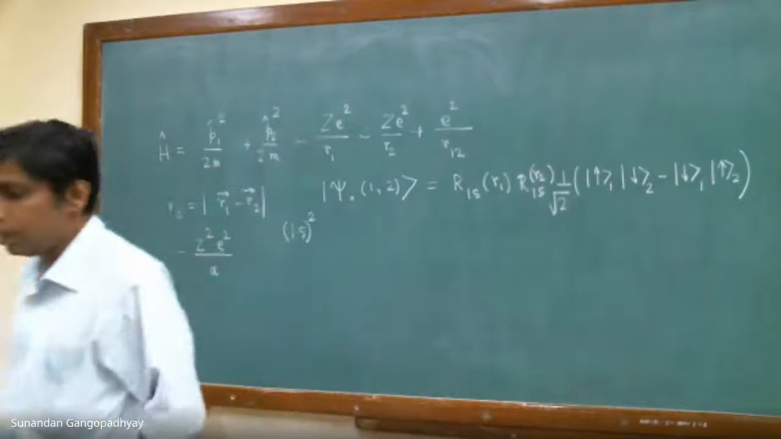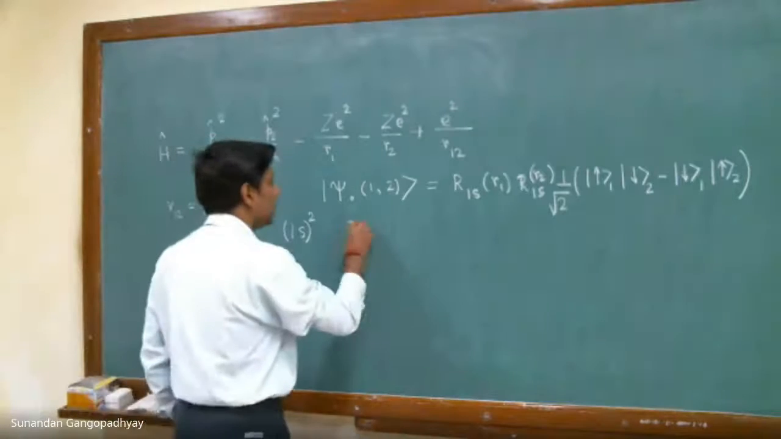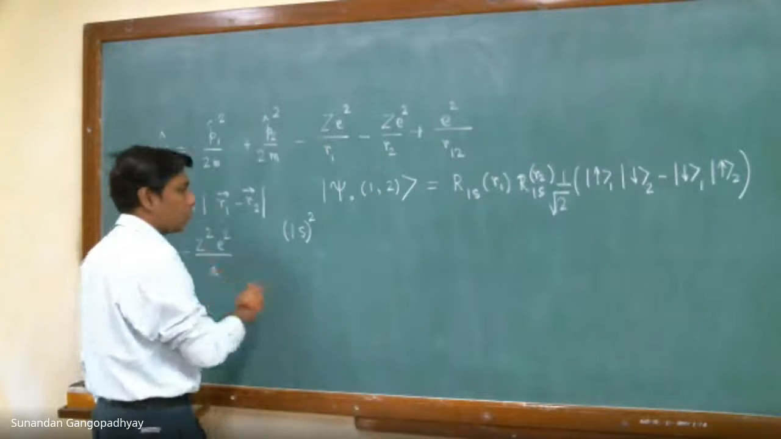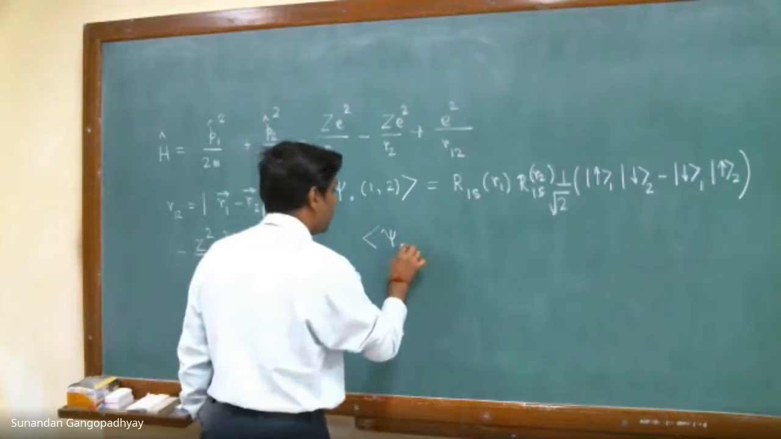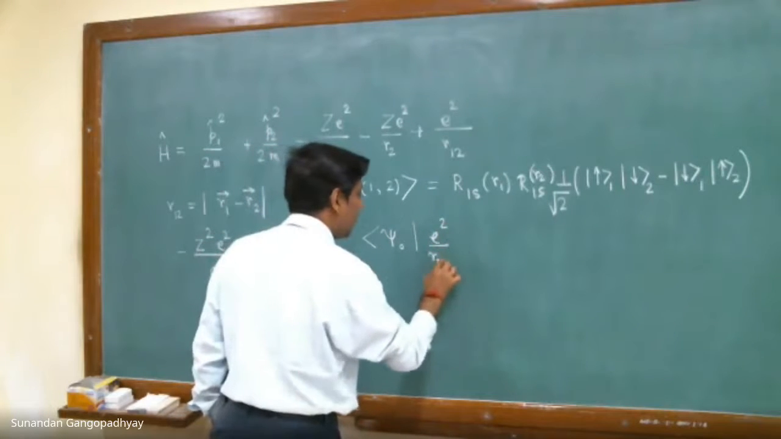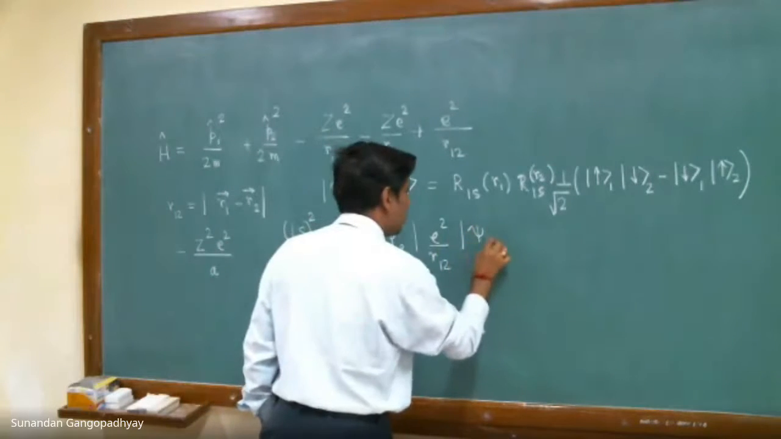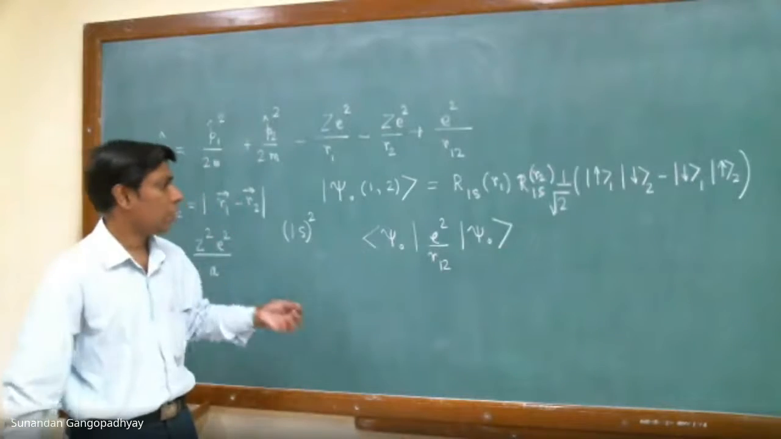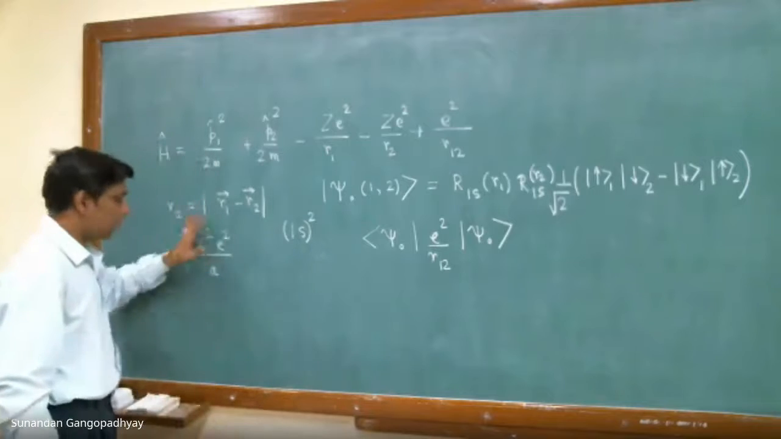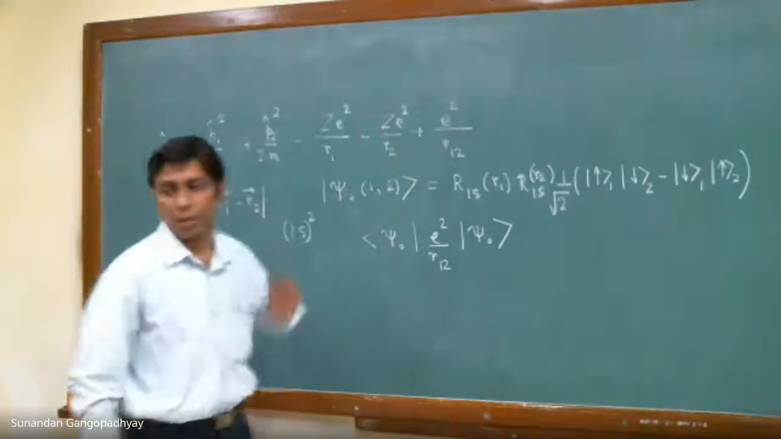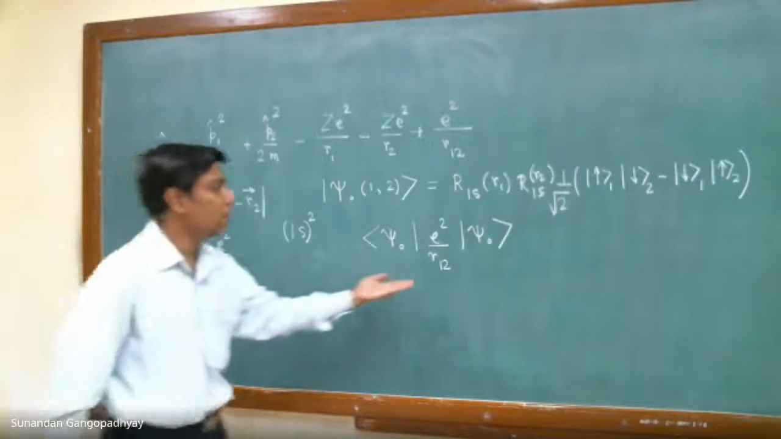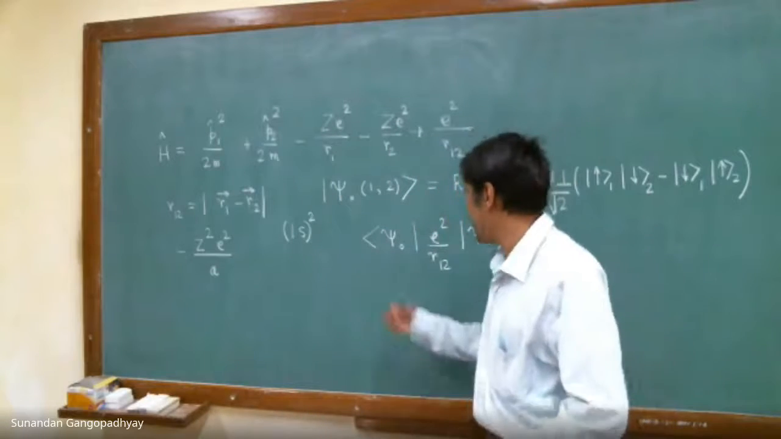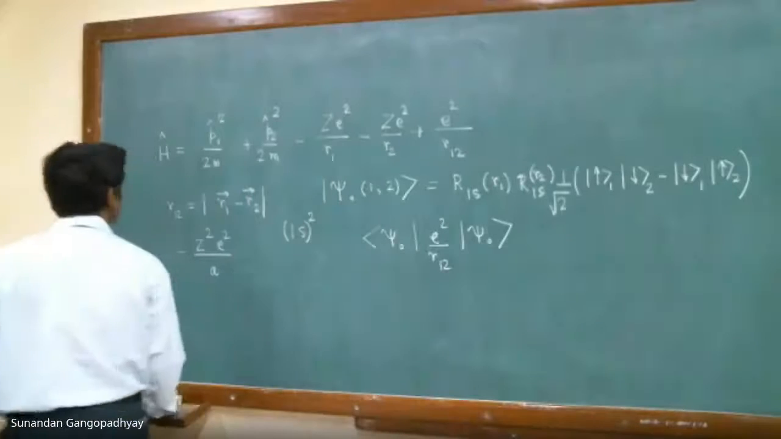spins. What we need to do is calculate the correction due to this perturbation term to the unperturbed ground state energy, and we know the formula for it. This is the formula for calculating the first order correction to the unperturbed ground state energy due to your perturbation term. Your perturbation is e square by r12, and we need to calculate this. So today what we shall do is calculate this term explicitly and see what we get.